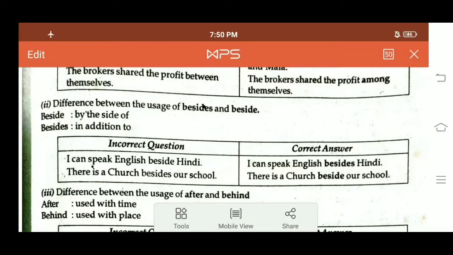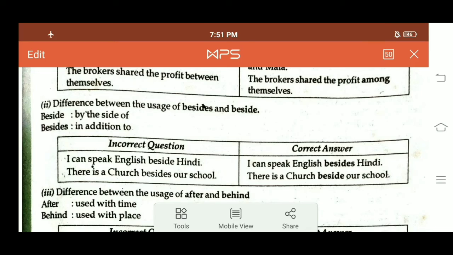Difference between the usage of besides and beside. Beside means by the side of. Besides, B-E-S-I-D-E-S, means in addition to. So it is easy to remember because whenever you have that S at the end, sides, it is more than one, in addition to. Remember like that.